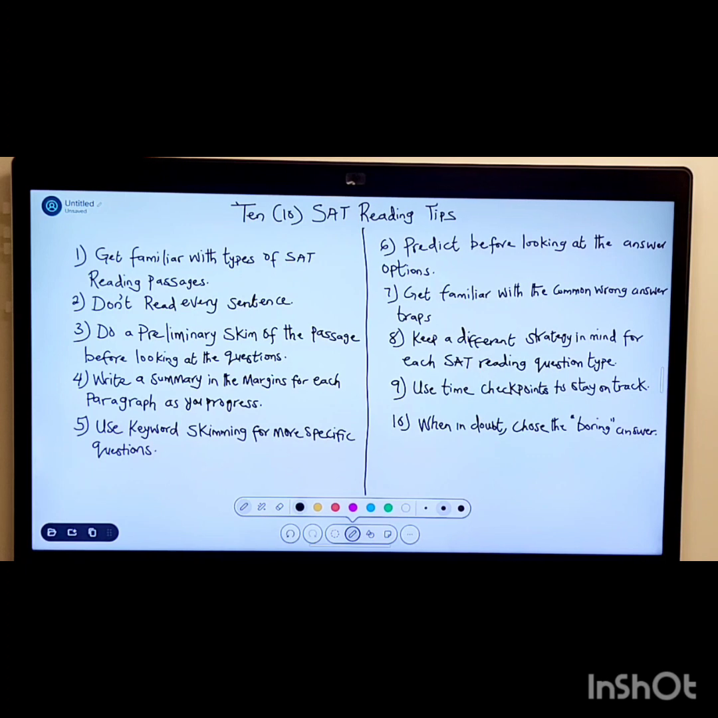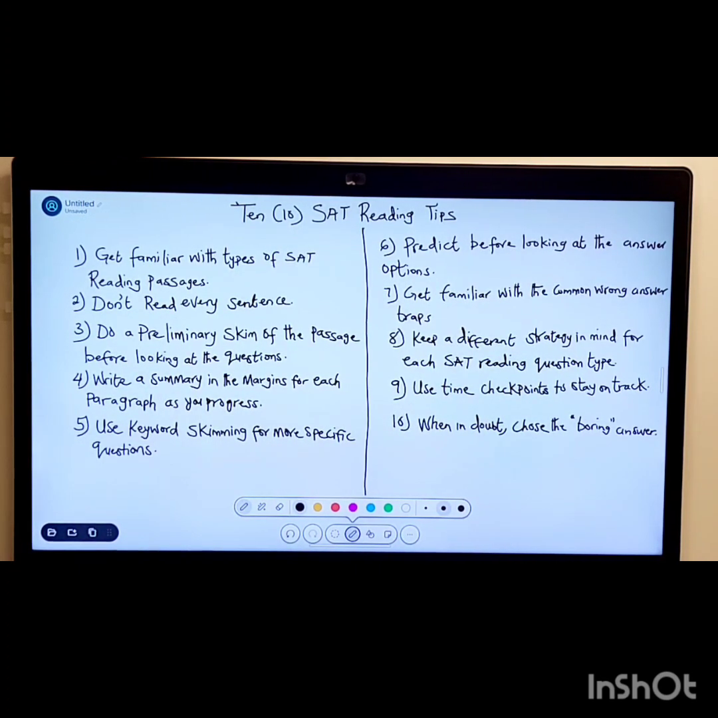Number 9 says use time checkpoints to stay on track. You cannot get used to this number 9 if you don't do a lot of practice. Every SAT question set has a time limit, so while you're practicing, you have to set your time. If the time allocated is 20 minutes, set your time to 10 to 15 minutes. Have an extra 5 minutes for yourself, maybe to do some revision. These are things that will help you stay on track.